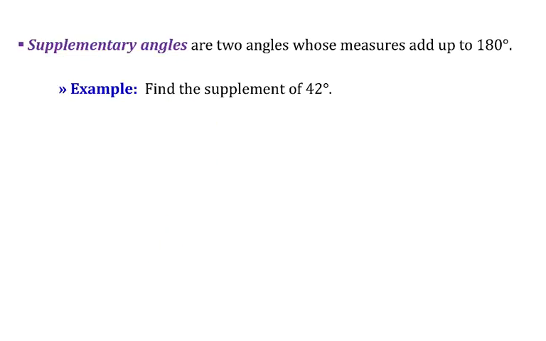Finally, we can also define supplementary angles as two angles whose sum is 180 degrees. So these two angles add up to 180 degrees. An example of that could be 120 degrees and 60 degrees because they add to 180. So let's find the supplement of 42 degrees. Now, rather than subtracting 42 degrees from 90 degrees like we did to find the complement, we need to subtract from 180 degrees. So 180 minus 42.